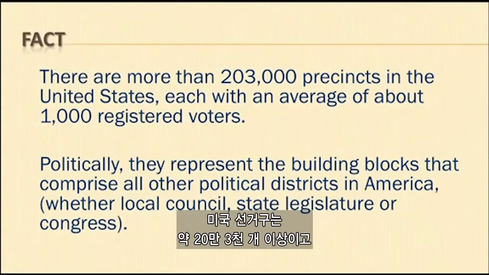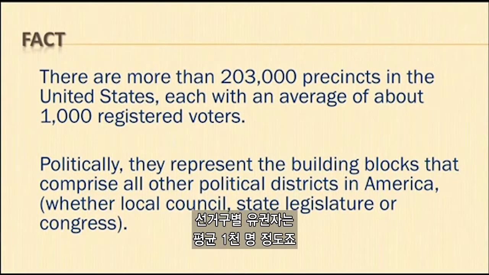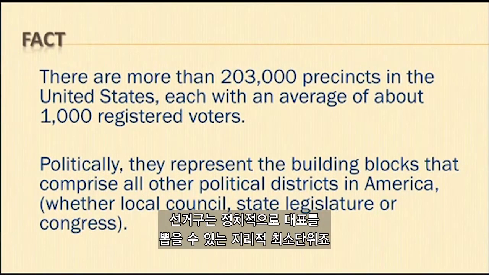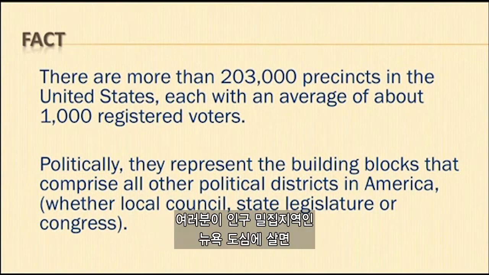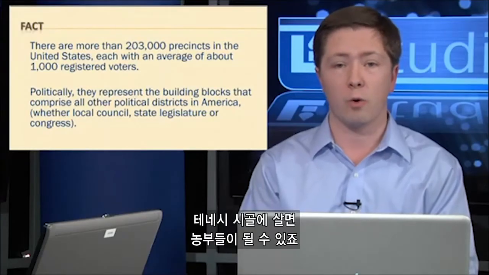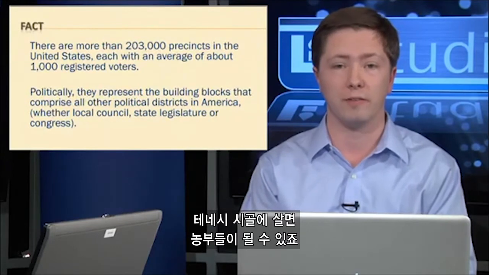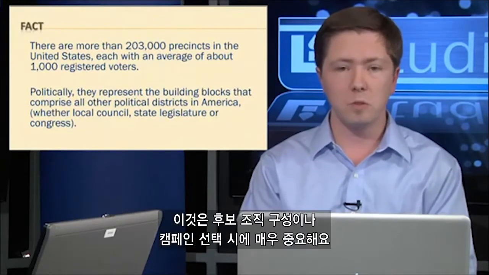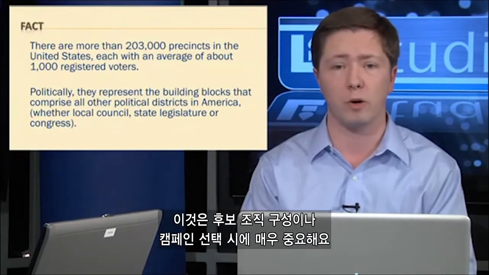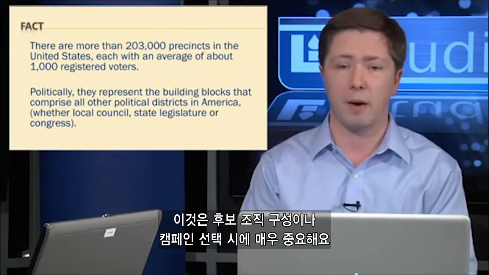There are more than 203,000 precincts in the United States, each with an average of about 1,000 voters, give or take the size of the precinct and the location in the various states. Politically, they represent the building blocks, the smallest unit of an electorate. It can be your neighborhood if you live in a dense community like New York City, or it could be a network of farms if you live in a place like rural Tennessee. But each of these is very important when organizing for your candidate or the campaign of your choice.